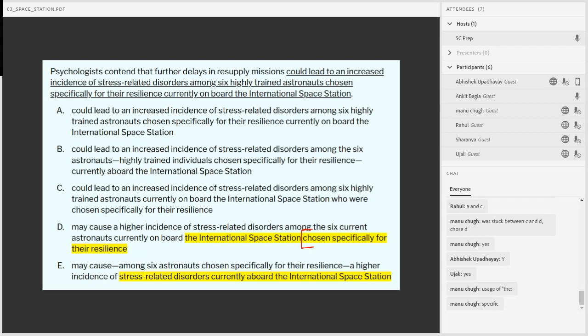Because in general he's talking about something that could lead to an increase in incidence of stress-related disorders. Not specific astronauts, which are highly trained, like astronauts are highly trained individuals. That is talking in general, I think so. Not very specific astronauts. Everything you have told me is correct. I just want to ask you one thing.